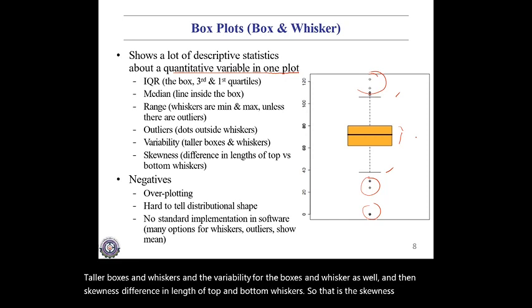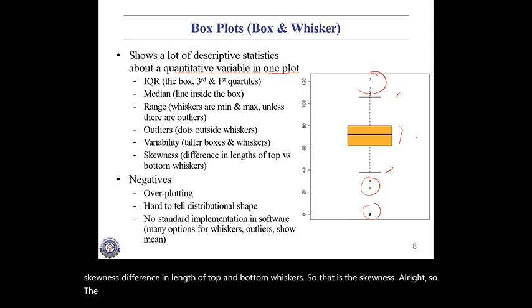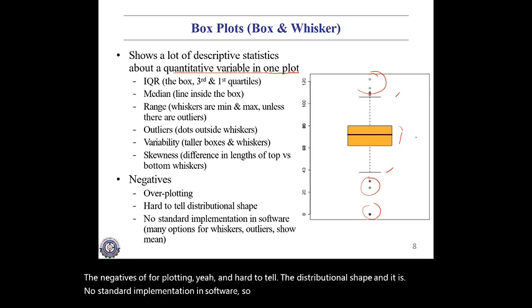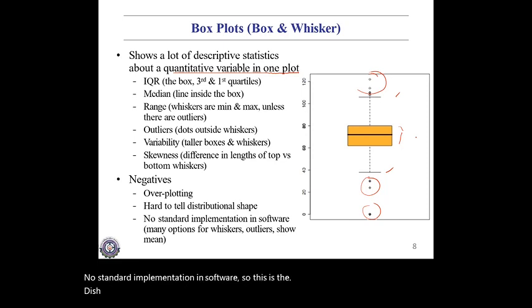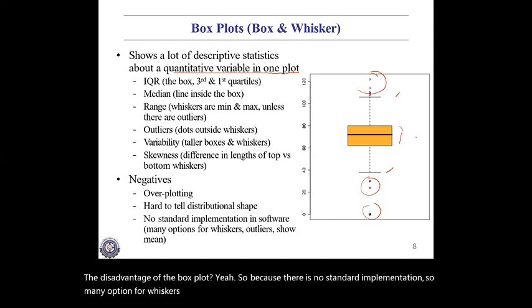All right, so the negatives: overplotting, it is hard to tell the distributional shape, and there is no standard implementation in software. So that is the disadvantage of the box plot. Because there is no standard implementation, there are many options for whiskers, outliers, and the mean.